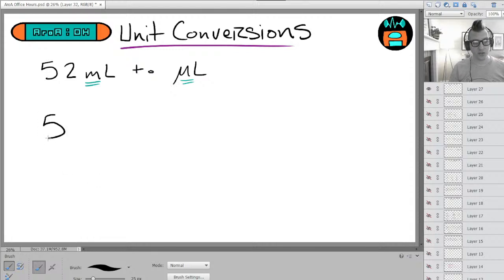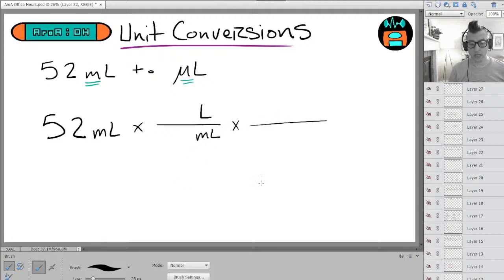So the first step, because we don't know how to convert milliliters to microliters, but if we had liters we could convert to microliters, your first step is to go from modified unit to base unit. So we would want to cancel milliliters, convert to liters, and then your second ratio is going to convert from base unit to the desired modified unit, so from liters to microliters.